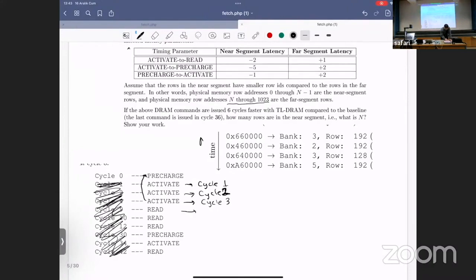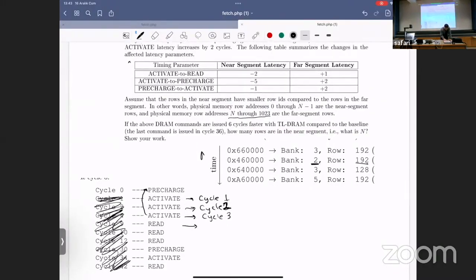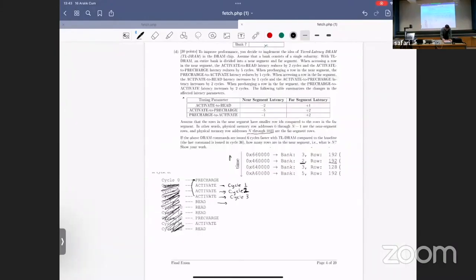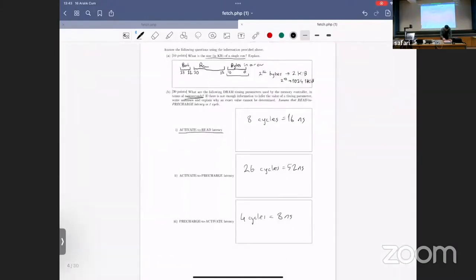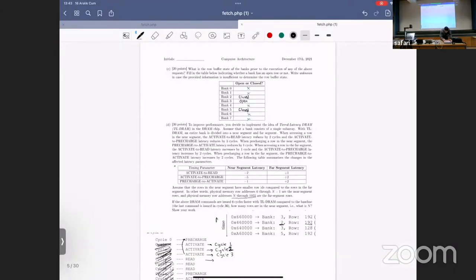And then we have the read command to, again, this one, to bank 2. And everything is in the near segment. So this will have, let me write these down. Also the default latency, activate to read, is 8 cycles.